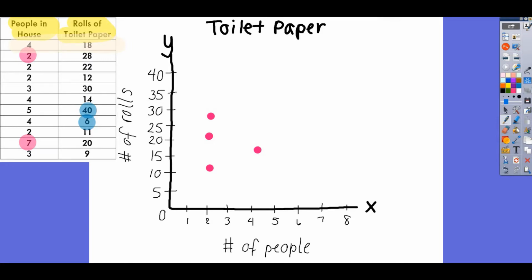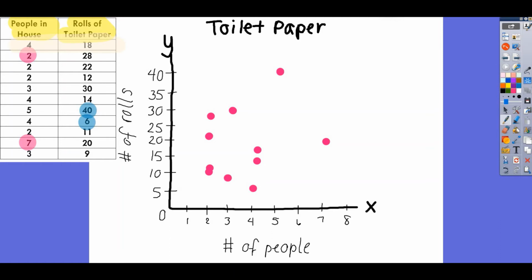Then I have a house with 3 people and 30 rolls of toilet paper, 4 people and 14 rolls of toilet paper, 5 people and 40 rolls of toilet paper, 4 people and 6 rolls of toilet paper. The next one is 2 people and 11 rolls of toilet paper. Then I have 7 people and 20 rolls of toilet paper. And finally, my last one is 3 people and 9 rolls of toilet paper.